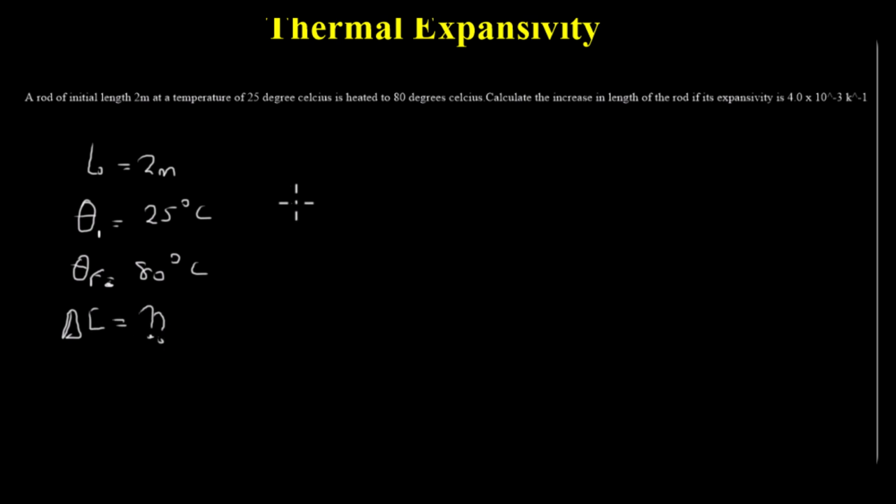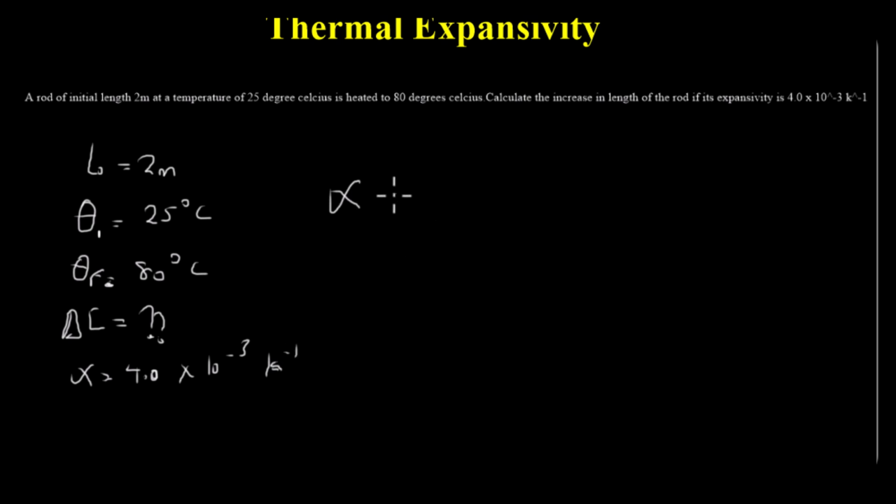So what do we know? We know that alpha, if its expansivity is 4.0, so alpha we're given to be 4.0 times 10 to a power of negative 3 per Kelvin. Now, before you say, okay, the temperatures are given in Celsius and the linear expansivity is given in per Kelvin, again, it doesn't matter because we're dealing with the fundamental intervals here. So they have the same fundamental intervals. Pick a unit of temperature and stick with it.